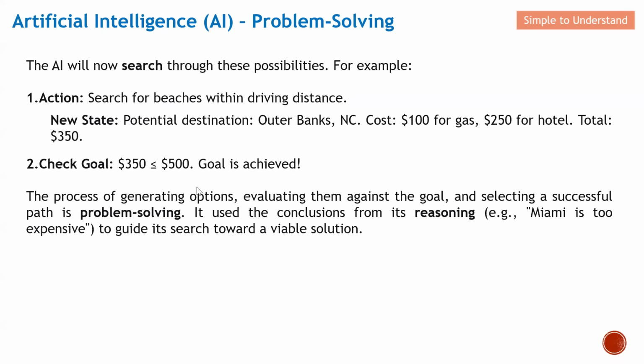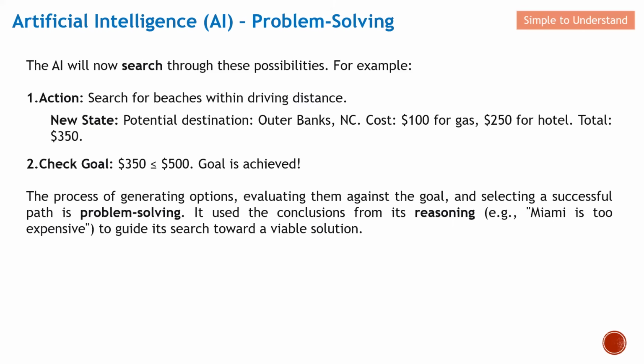Okay, so the process of generating options, evaluating them against the goal, and selecting a successful path is actually problem solving. It uses the conclusion from its reasoning. For example, Miami is too expensive, to guide its search towards a viable solution. So basically, in short, over here you can see that reasoning and problem solving are not the same.